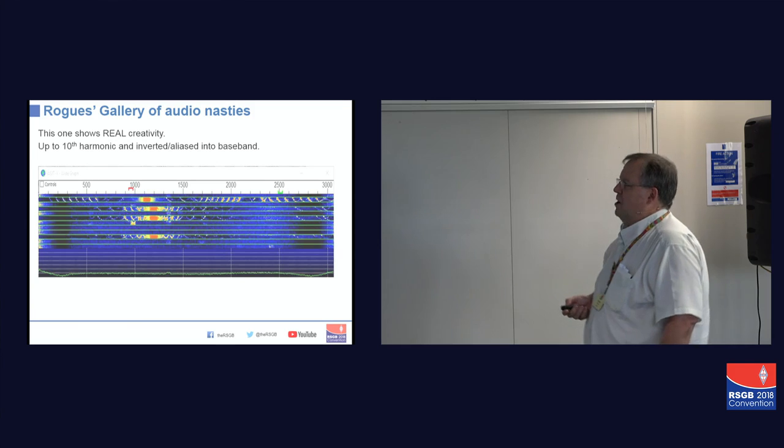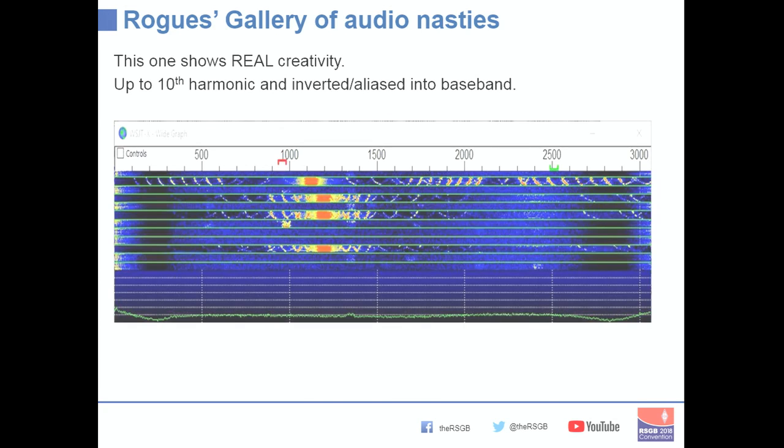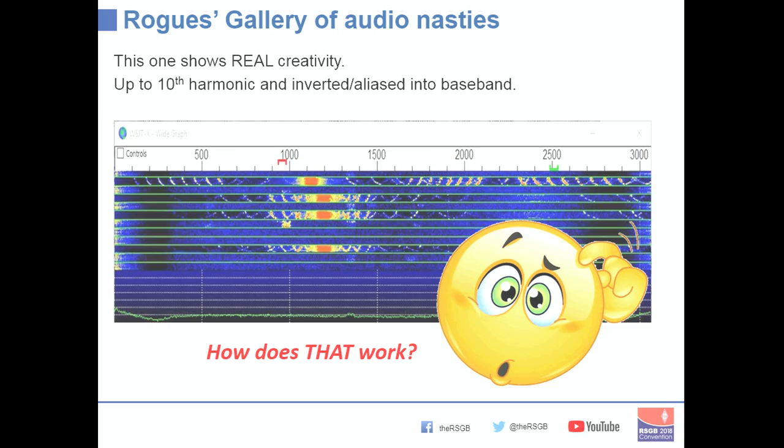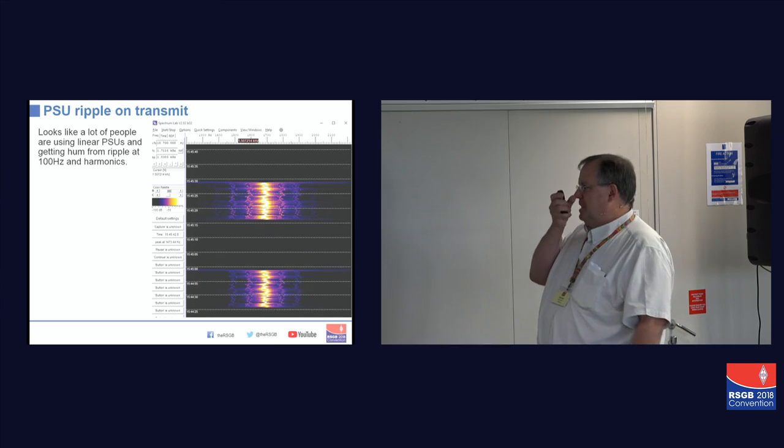If anybody can tell me how on earth they did this, I have no idea. That was recorded off the air. That is the 10th harmonic, upside down, back to front, overlapped. Brilliant. Just, yeah. So, next problem on transmit.